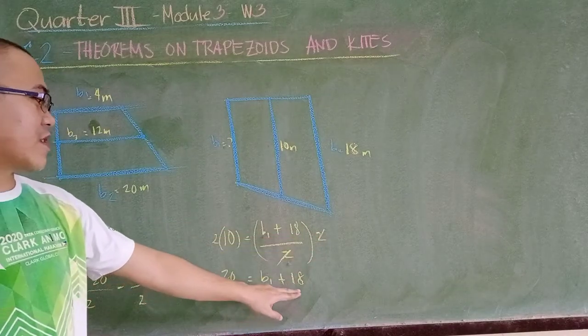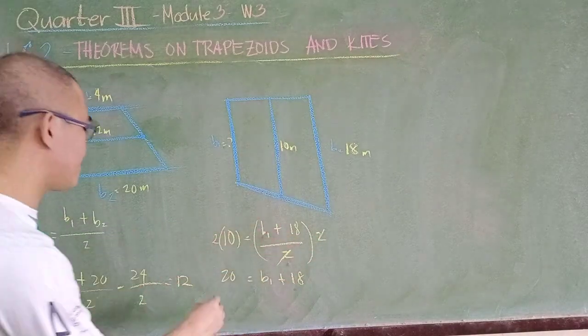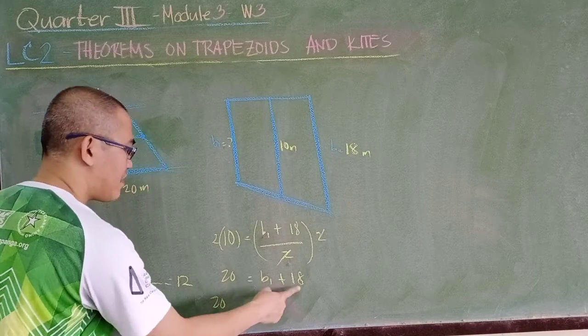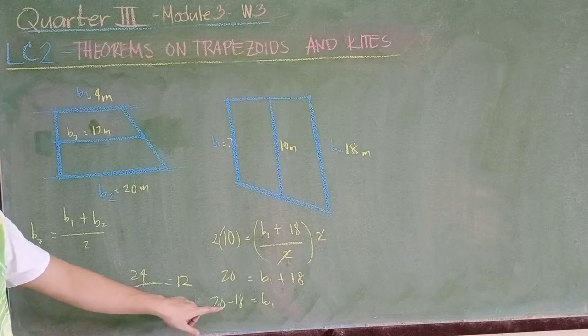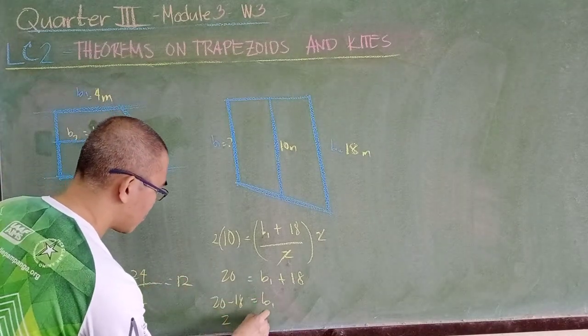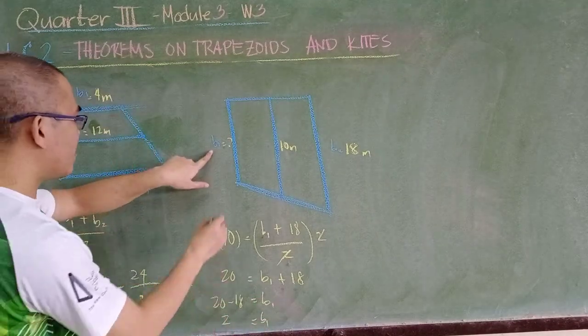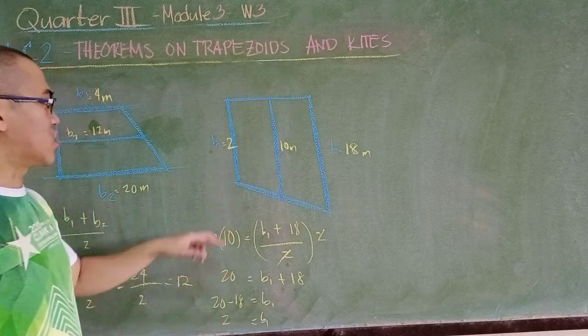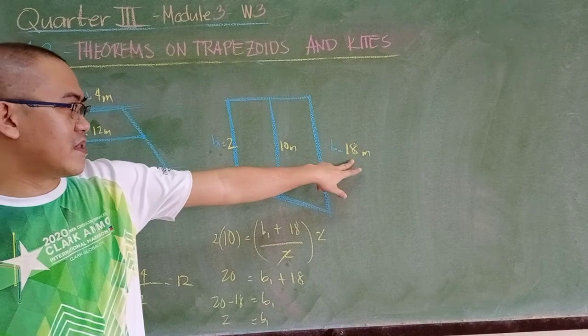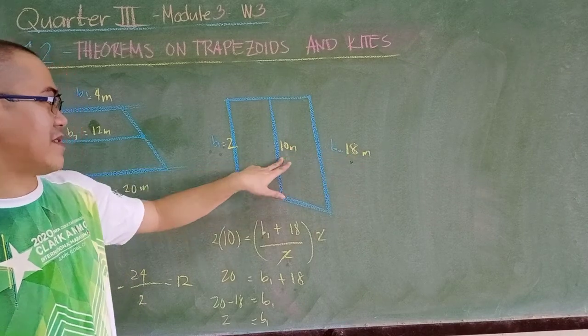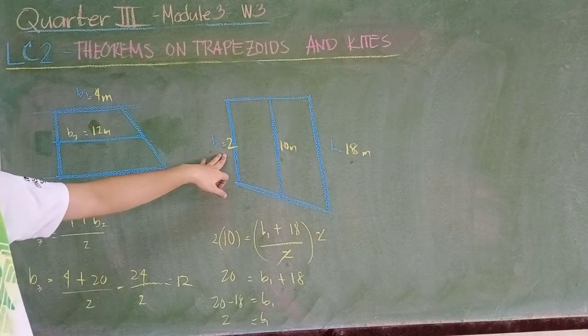So, this time, ita-transpose mo na lang yung 18 sa kabila. So, you have 20, yung positive 18 magiging negative 18, B sub 1. So, 20 minus 18, you have 2. So, B sub 1 natin will be 2. So, makukuha mo nga naman yung 10 kapag inadd mo yung 2 plus 18, that's 20 divided by 2, you have 10. So, ito yung number na hinahanap natin.